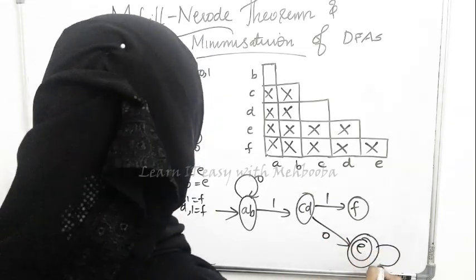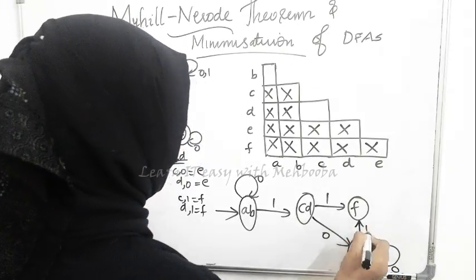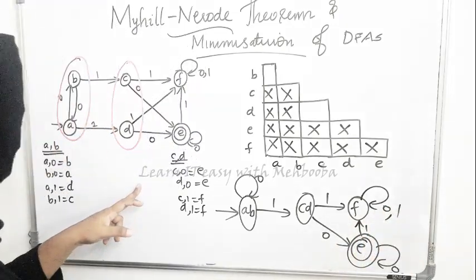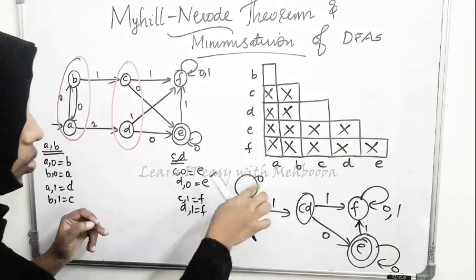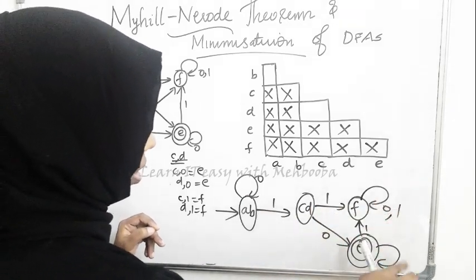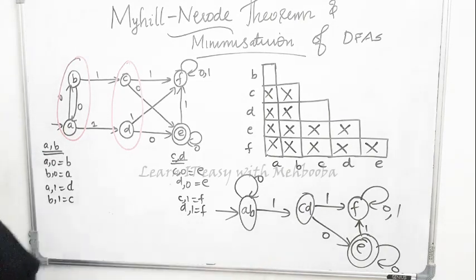Now on 0 E is staying at itself. On 1 E is going to F, and F on 0 and 1 stays there. Yes, 0 is defined, 1 is defined for every state. So this is the minimized DFA.